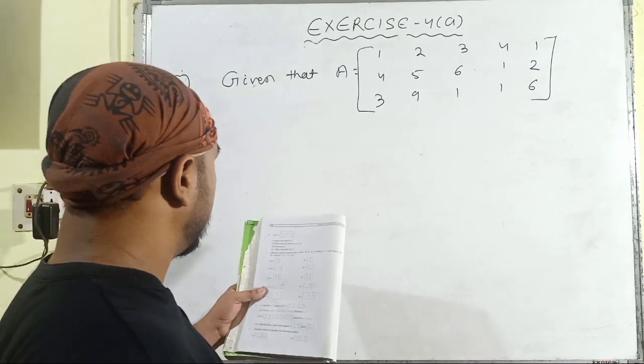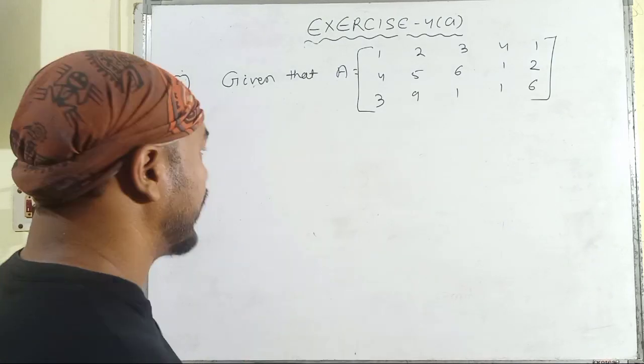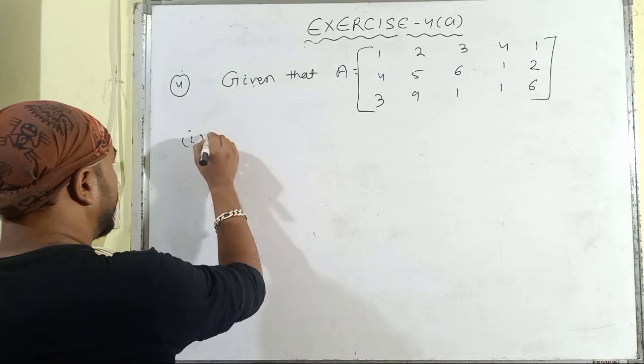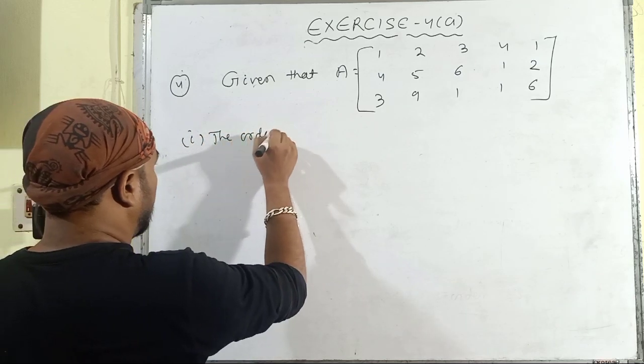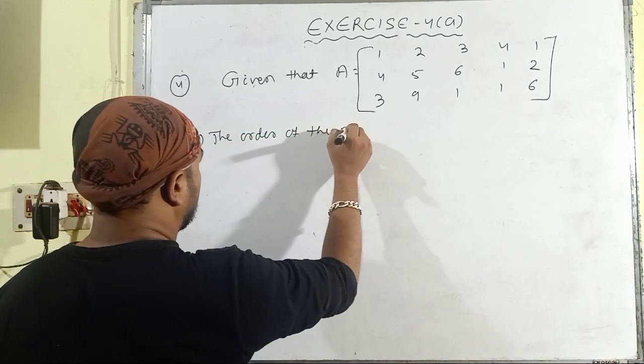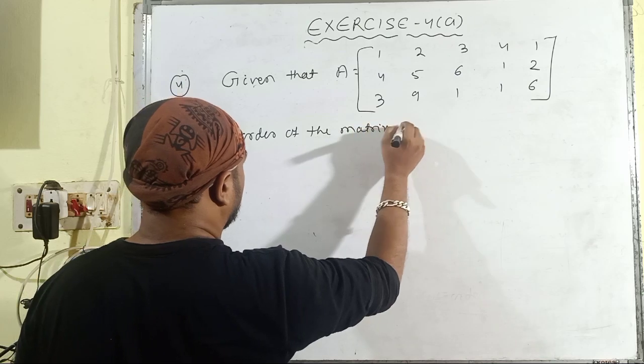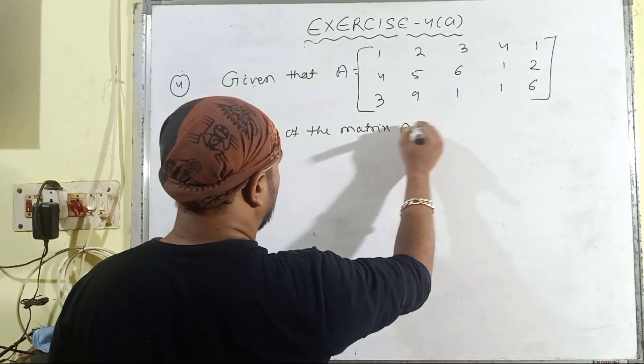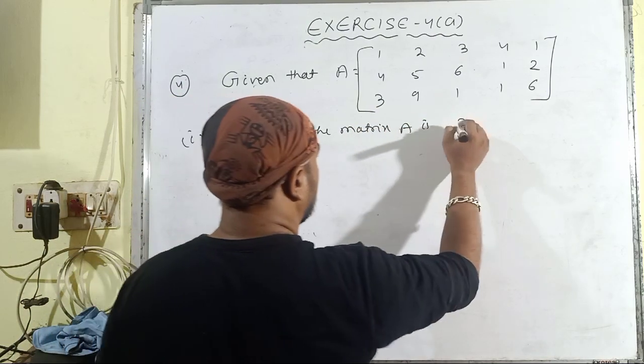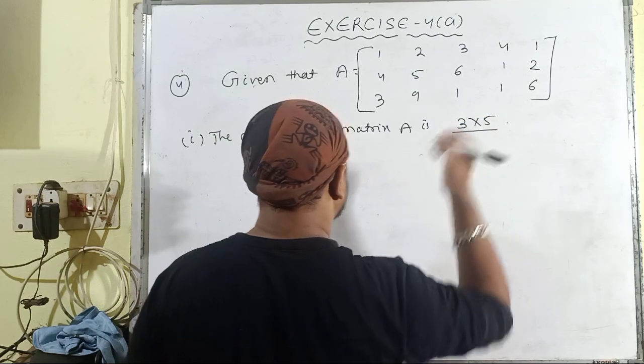The first question is, what is the order of A? The order of the matrix A is 3 cross 5.